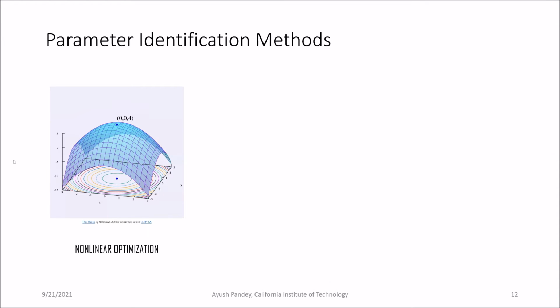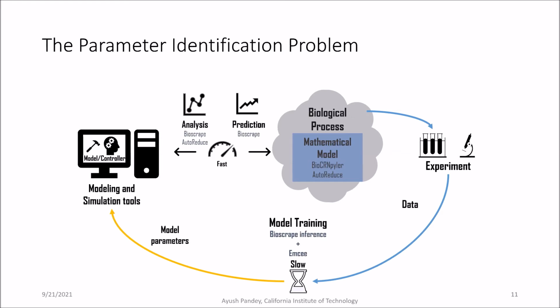Okay, I will go back to the previous slide. I will recap this just quickly. For a biological process, we may run an experiment to get some measurements. That's the data, and we want to train the mathematical model that we have of the biological process so that we can predict and analyze the system response. That's the parameter identification problem.